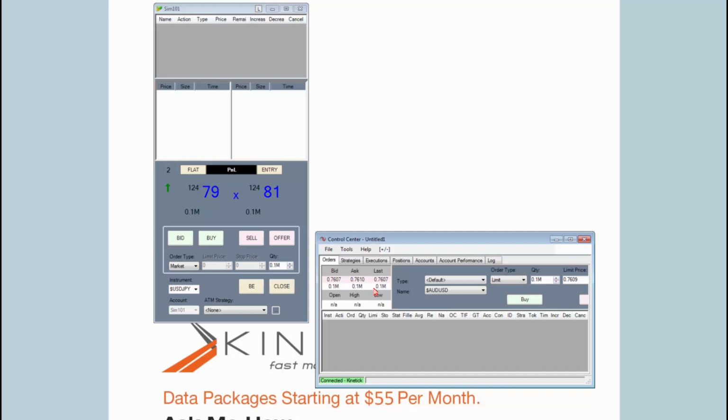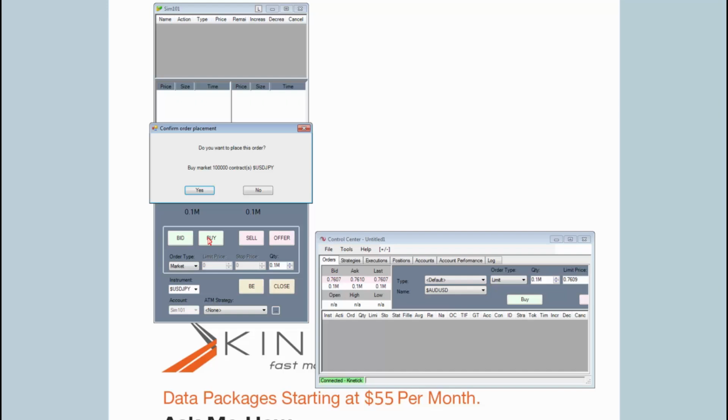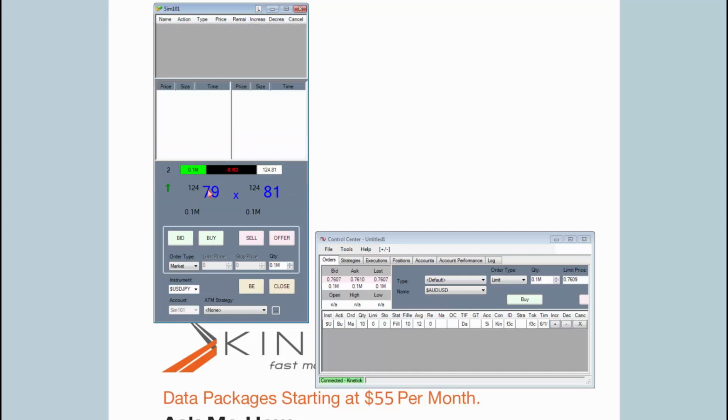Okay, so let's talk about the 3 fields directly above the quotes now. They currently say flat, P&L, and entry. Let me go ahead and enter a market order and see what these fields do. Okay, so now we can see they've updated to show a few numbers.